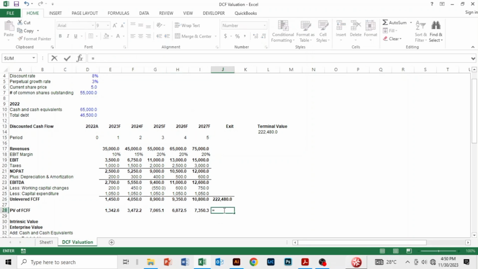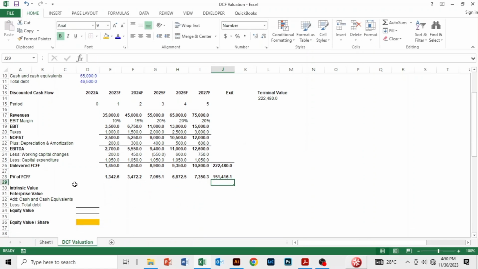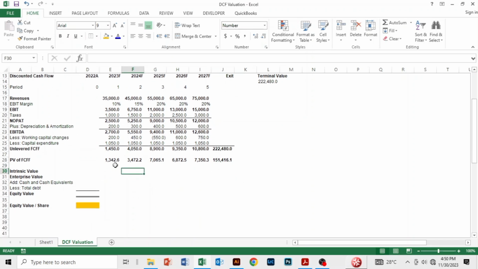Now we have to discount the terminal value using the year 5. So we say 1 plus the discount rate to the power 5, just like that. Now we have got the present value of the unlevered free cash flows. I used a basic and simple discounting formula here. I would have used the NPV formula or XNPV, but I chose to use the simple formula here so that you can understand. Now we want to compute the intrinsic value.